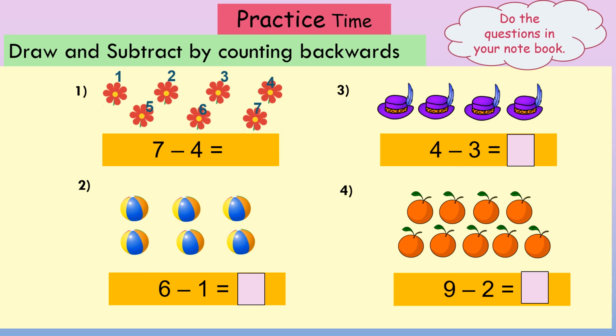So we can do the backward counting. Let's subtract by backward counting. 7, 6, 5, 4. How many flowers are left? Yes, you are correct. There are 3 flowers left. So in the similar way, you can do other parts also in your notebook and enjoy.